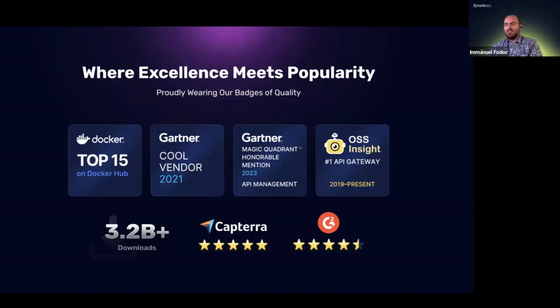It quickly gained popularity throughout the world by being easy to use, and now we have over 3 billion downloads. We are top 15 downloaded image on Docker Hub. And even global research and advisory firms like Gartner have started to recognize our success. And based on our GitHub stars, we are #1 API gateway in the past 5 years.